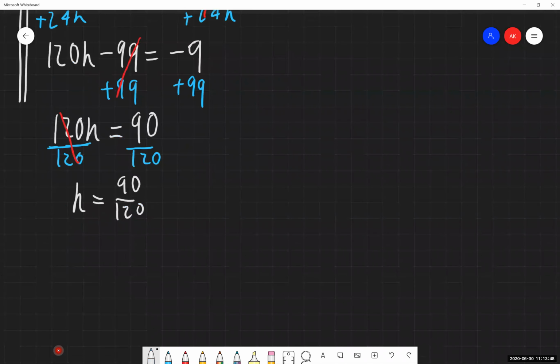Can I reduce this down? Yes, I can. 90 divided by 120. The graphing calculator, MathFrac, is your best friend to be able to reduce those things quickly, and find that h is equal to 3 over 4.